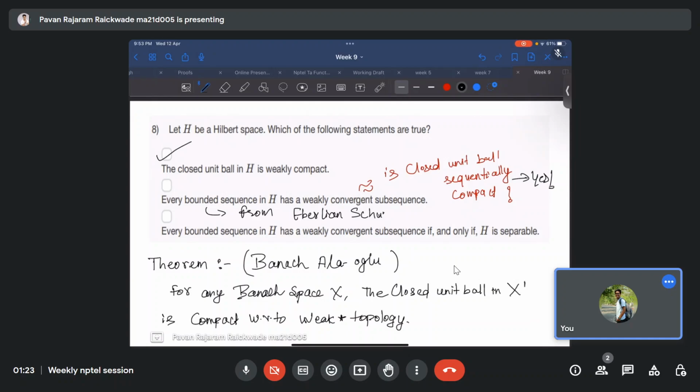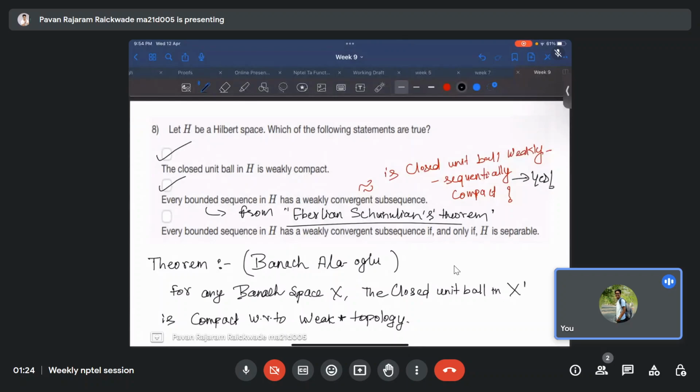Okay, some spelling, Smulian, I guess. You have to check the spelling. Maybe it's wrong, I'm not sure. But Eberlein-Smulian's theorem says that a subset of any Banach space is weakly compact if and only if it's weakly sequentially compact. So the unit ball is not just sequentially compact, it's weakly sequentially compact. Okay, so this is true by the Eberlein-Smulian theorem.